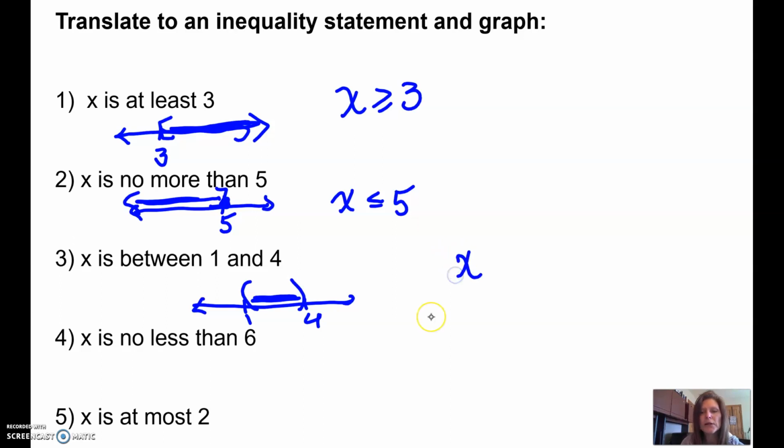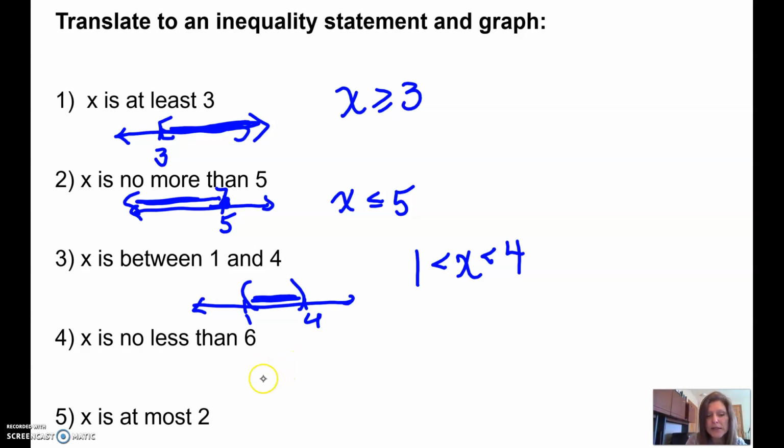What would an inequality look like? Well, my solutions are trapped between two numbers. x is less than the 4, but it's greater than the 1. So I can say 1 is less than x is less than 4 and write it as one single string inequality.